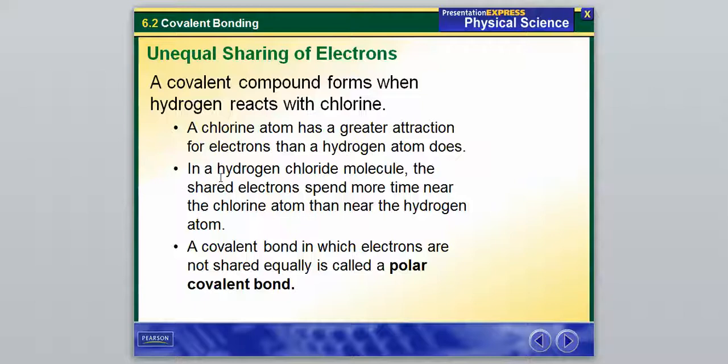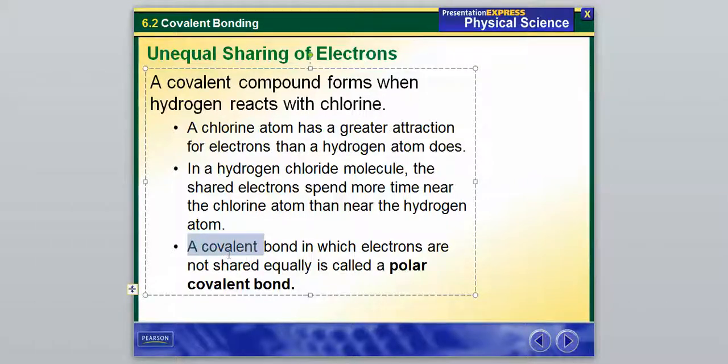So in a hydrogen chloride molecule, the shared electrons spend more time near the chlorine atom than near the hydrogen atom. And so a covalent bond in which electrons are not shared equally is called a polar covalent bond. So hydrogen and chlorine coming together is what's called a polar covalent bond. Again, it has nothing to do with temperature.